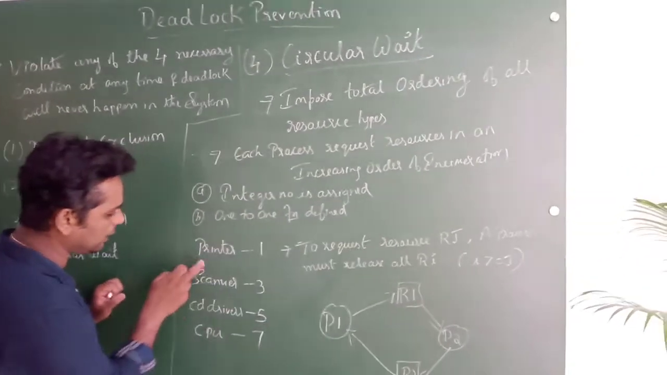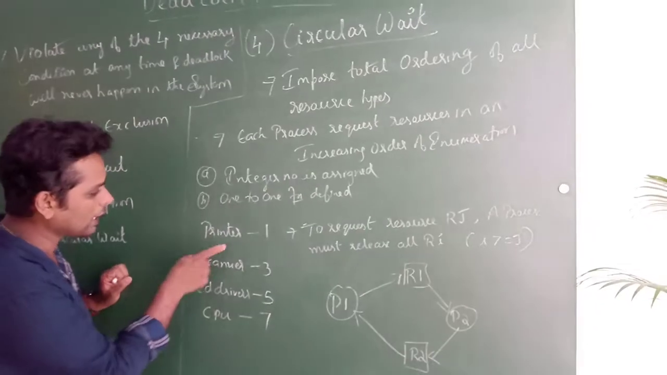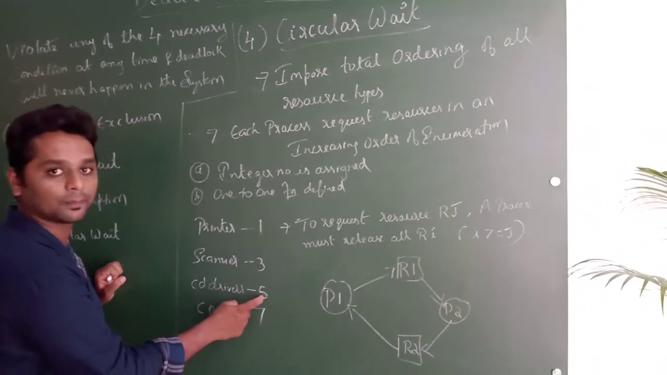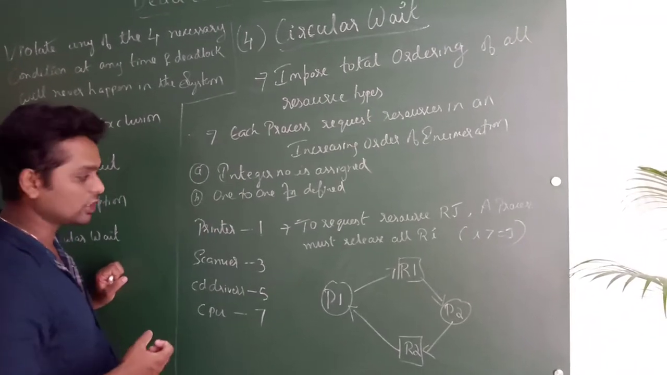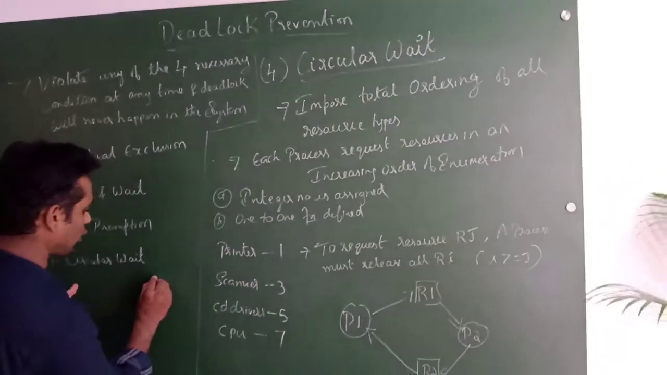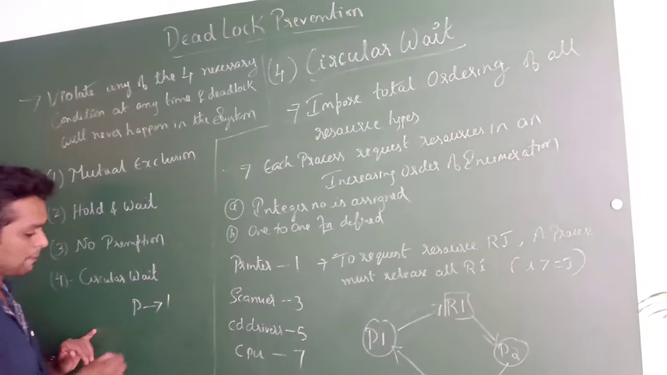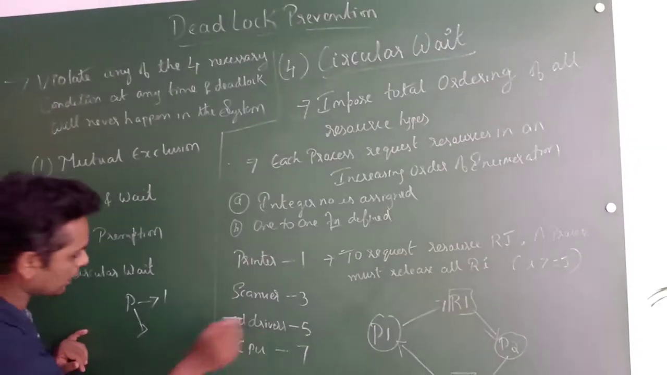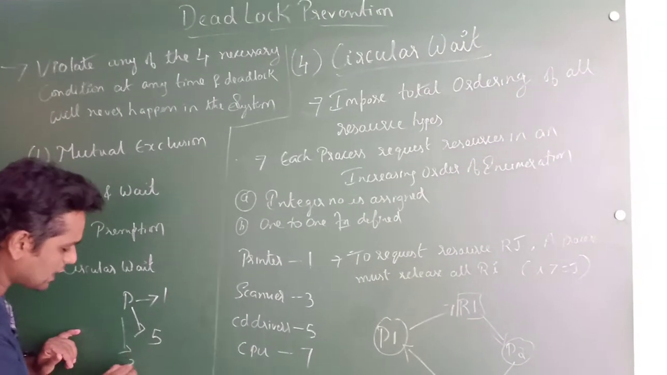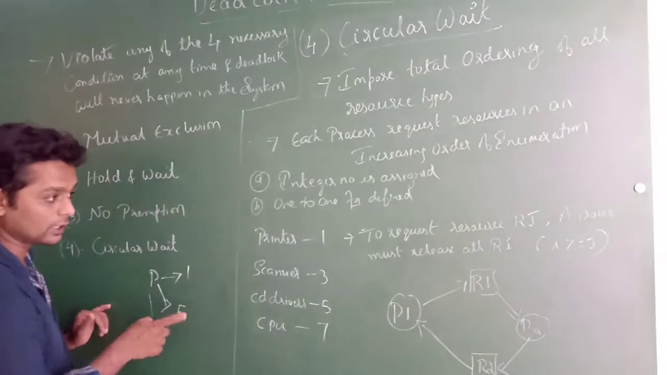Suppose printer, scanner, CD driver and CPU are all your resources. I can assign an integer number to each, and I request the resources in increasing order. Suppose P1 has requested resource 1, and it then requests the resource type CD driver, 5. Now if it wants to request the scanner, it is not possible because 5 is more. That is the case.